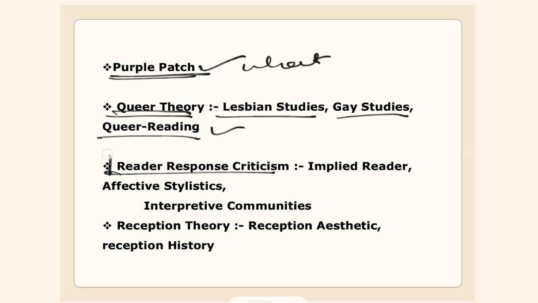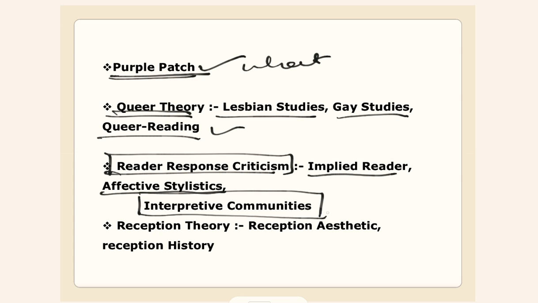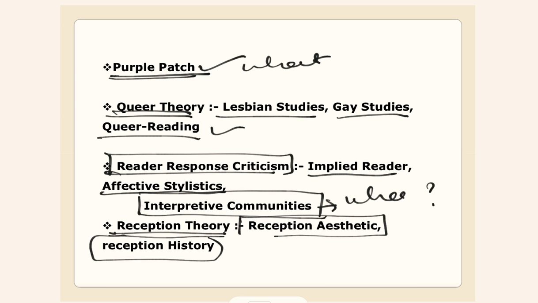Reader response. How readers respond to a literary work. Here are different types of readers like implied reader, affective stylistic reader. And there is a term, interpretive communities. Who used this term? Interpretive communities. Next, reception theory, like reception aesthetics and reception history. So this is very important in reader response criticism.